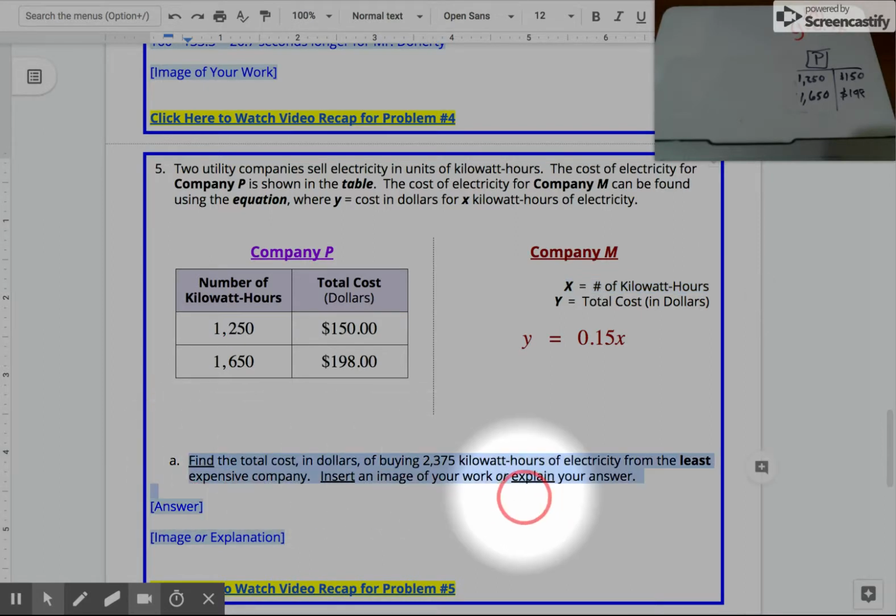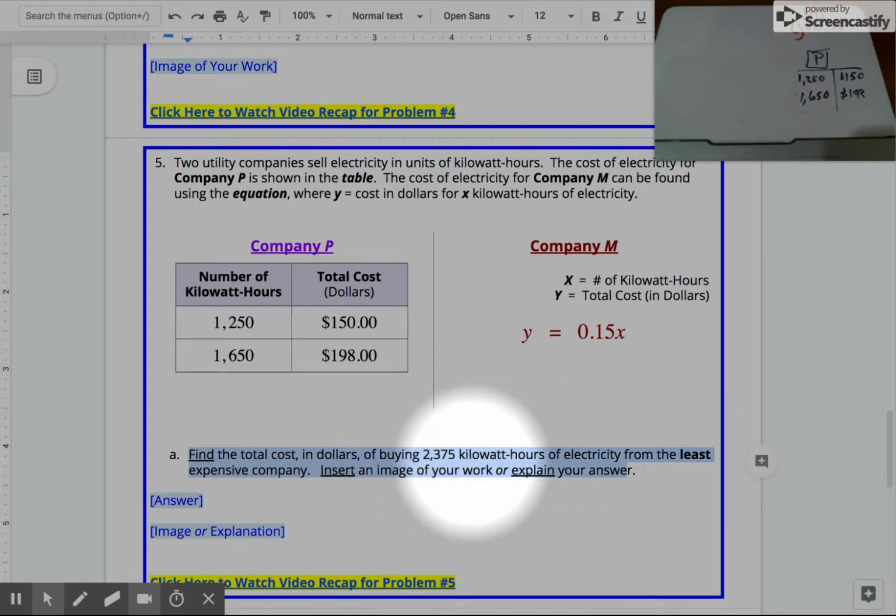Part A, the only question here, really asks us to find the total cost in dollars of buying 2,375 kilowatt hours from the least expensive company. So our first real key job, we need to know which company is cheaper, which company has the lower unit rate, and then use that unit rate to figure out how much 2,375 kilowatt hours would actually cost from the cheaper company. We've copied the equation up there.